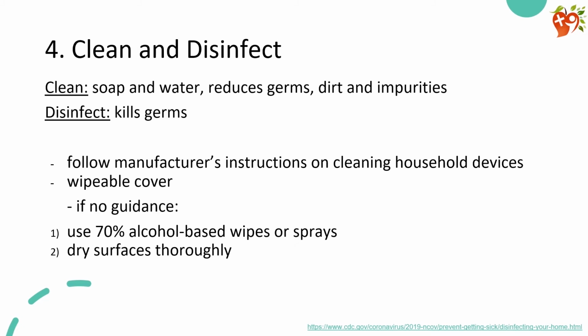You should clean and disinfect frequently touched surfaces daily. These include doorknobs, light switches, handles, your phone, keyboards, faucets, etc. Cleaning with soap and water only reduces the number of germs, dirt, and impurities on the surface, while disinfecting kills germs on surfaces completely. Always follow the manufacturer's instructions when you are cleaning household devices or electronics. Consider putting a wipeable cover on electronics. If there is no guidance, use at least 70% alcohol-based wipes or sprays and dry the surfaces thoroughly after disinfecting.